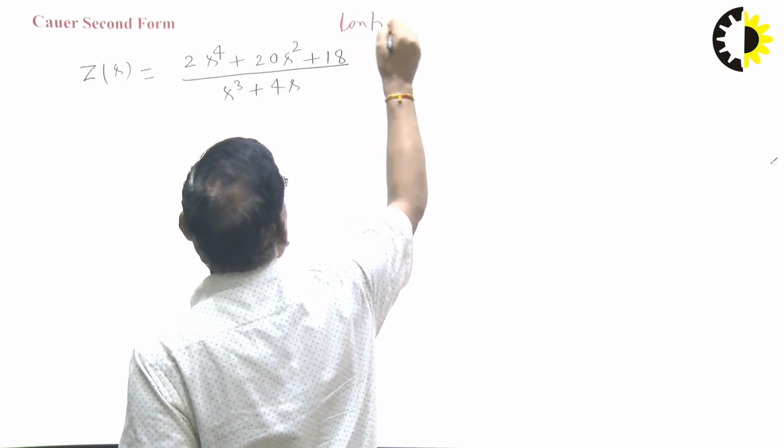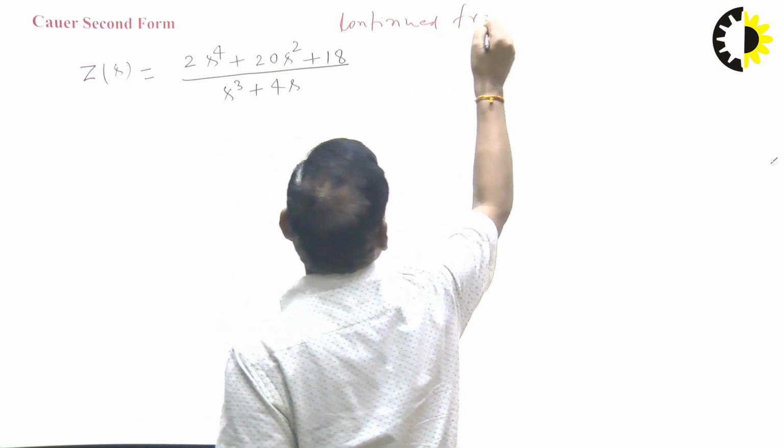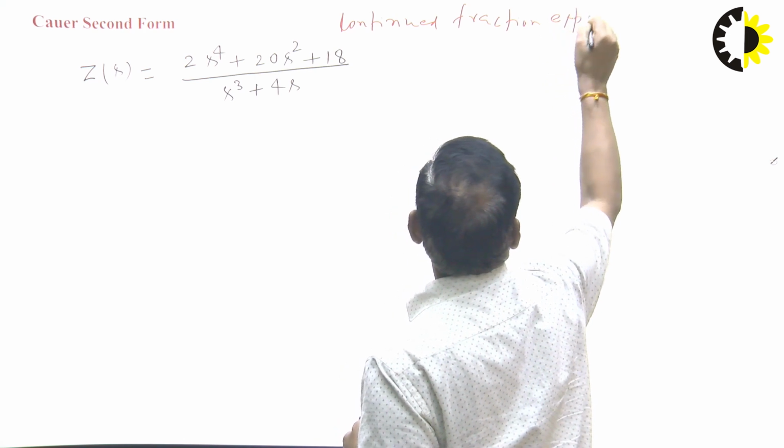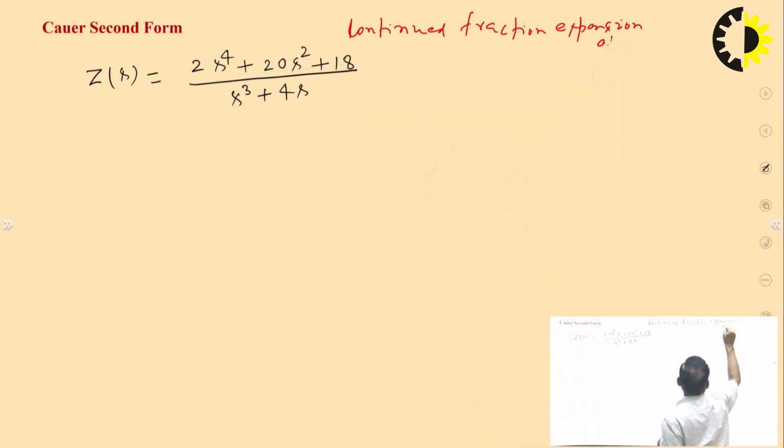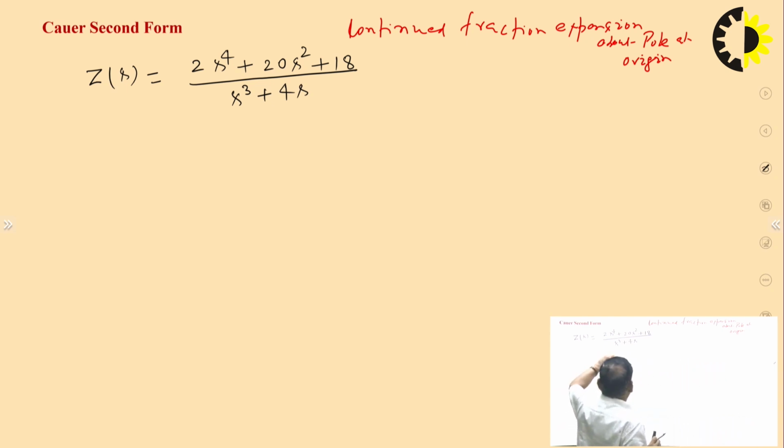Cauer second is the removal of poles at the origin, that is, continued fraction expansion about the pole at origin. In this case we can see that there is a pole at origin, because s is equal to 0. So there is a pole at infinity and a pole at origin. To carry out the continued fraction expansion about the pole at infinity, we get Cauer first. For Cauer second, we carry out the continued fraction expansion about the pole at origin.